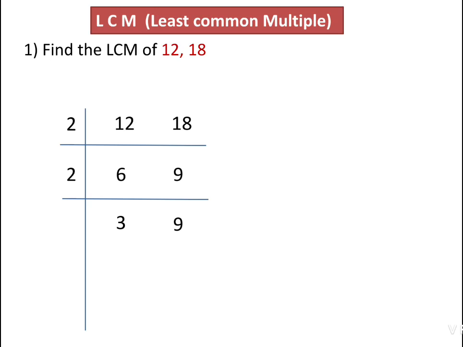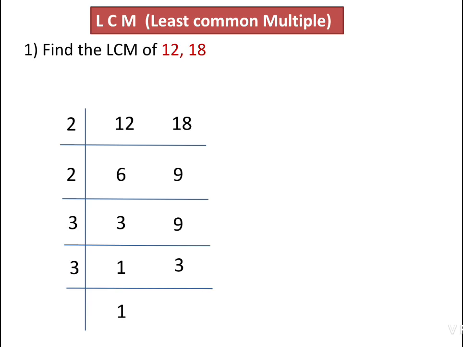Now the numbers are 3 and 9. 2 does not divide them, so we take the next prime number, 3. Both numbers are divisible by 3, so we write 3 here. In 3 how many 3s? 1. In 9 how many 3s? 3. Okay, 1 and 3. Now only 3 is divisible.